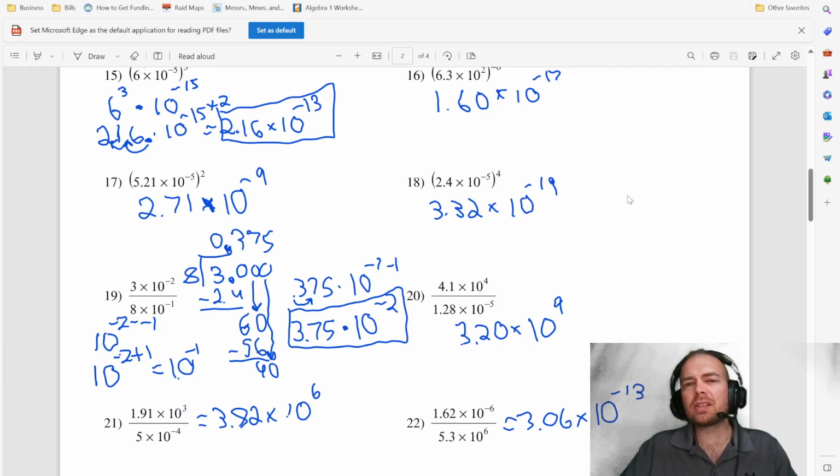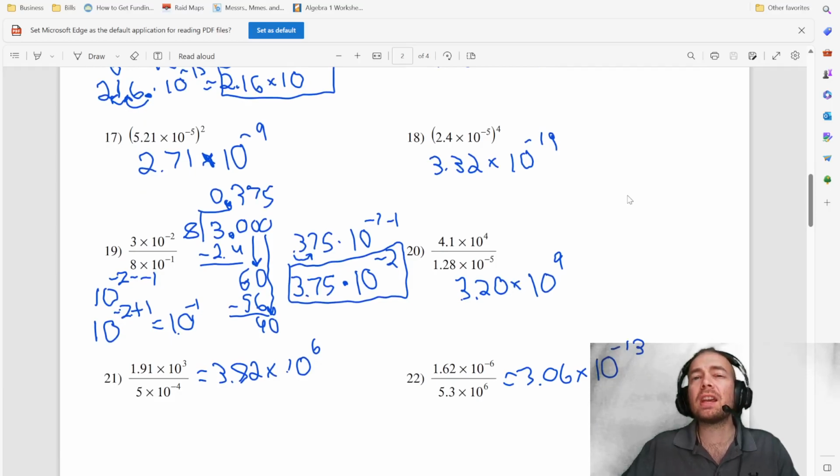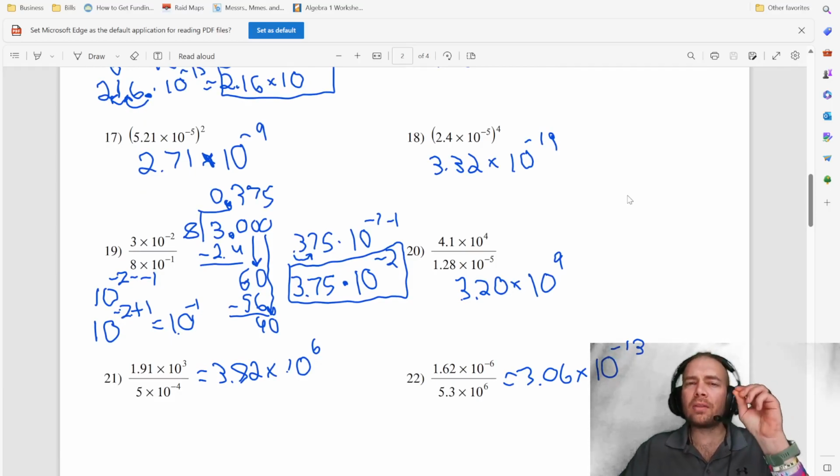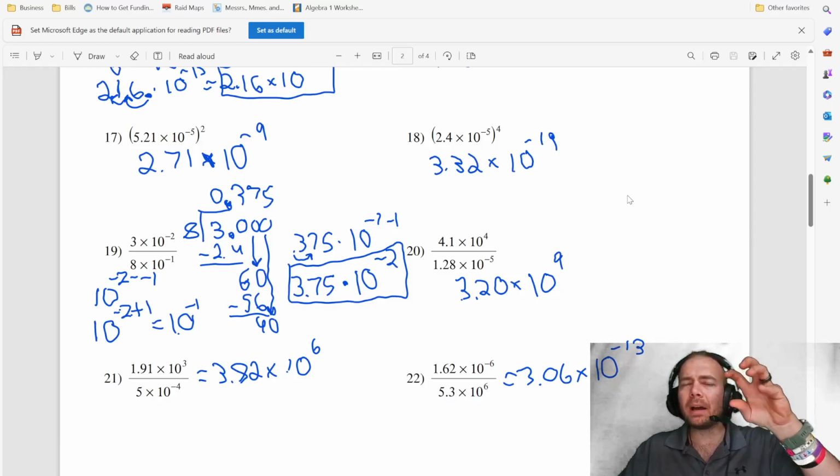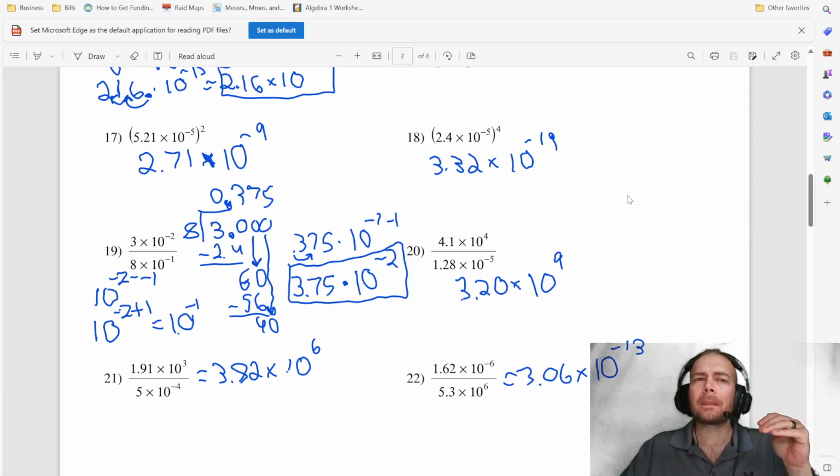So anyways, you do the same thing with the other ones, 17 and 18. Nothing special, I just typed them in. If you need to change it to scientific notation, though, then do that. If you make the number on the left smaller, then the power of 10 needs to increase. And if you make the number on the left bigger, the power of 10 needs to decrease. That's generally the rule of thumb there.